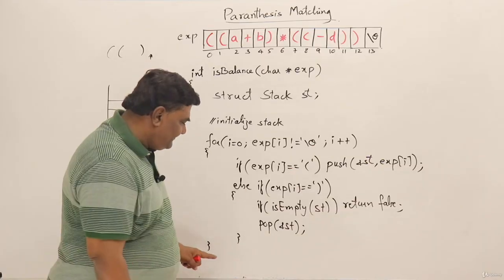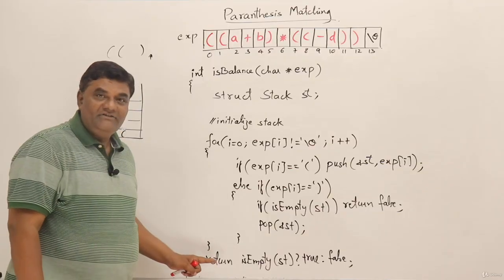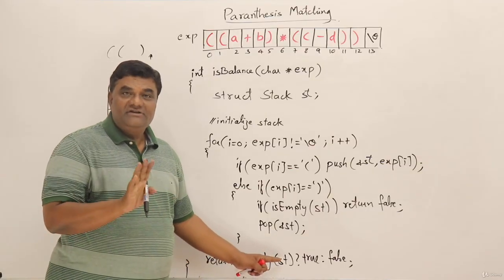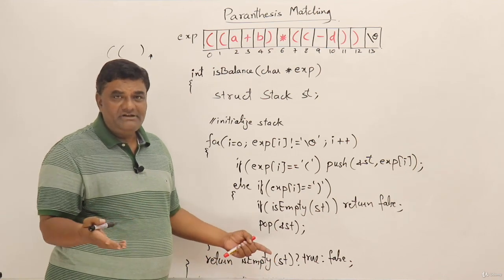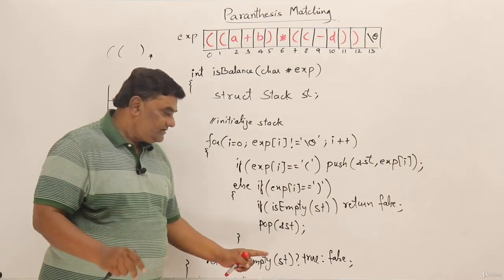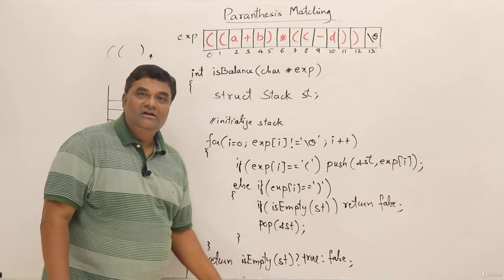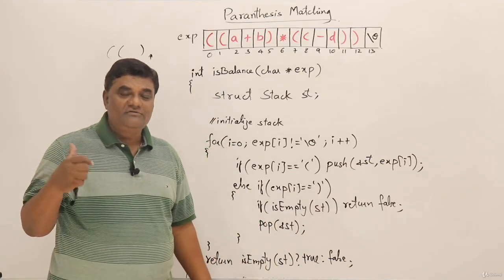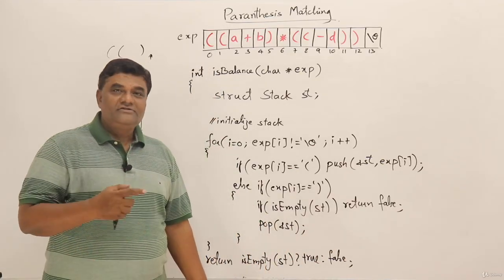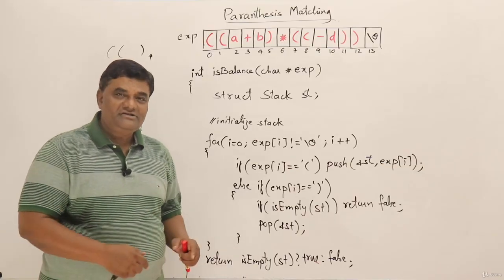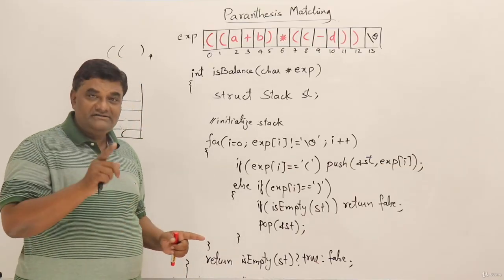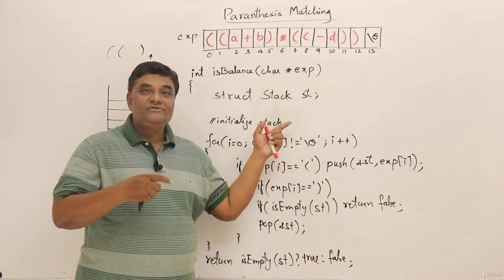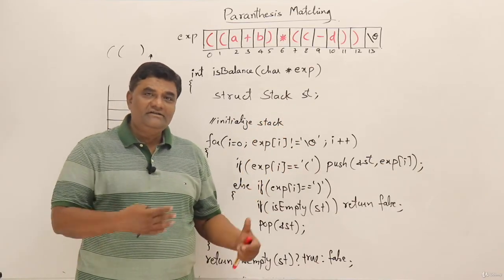Otherwise true. So I will write the code here. I will read the statement: return isEmpty of st. If the stack is empty, it means there is matching, true. Otherwise return false, meaning it's not matching. If something is left over in the stack, then it's not matching. So that's all. This is the procedure for parenthesis matching. I will write a program and show you, and inside the program I need everything related to the stack, because this procedure uses a stack. So I will write this in the program.